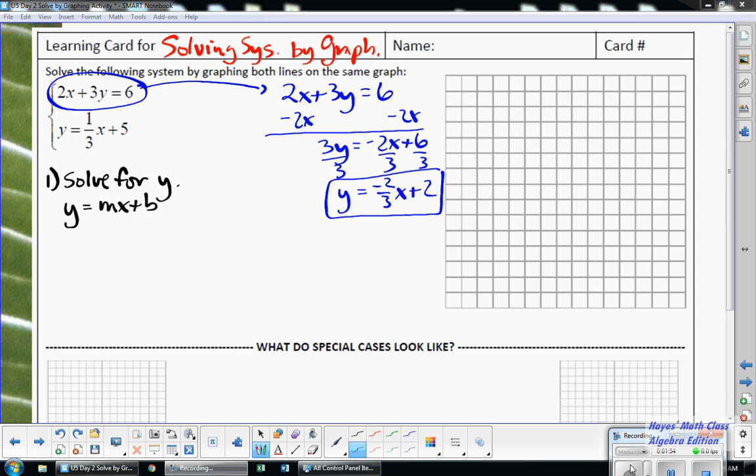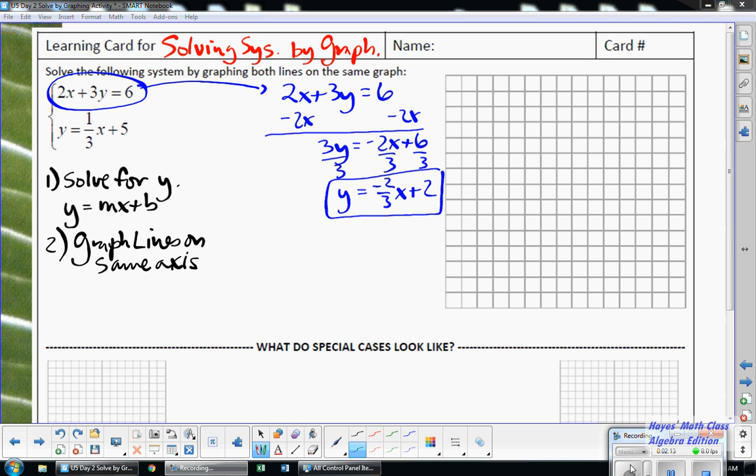Step 2 is we're going to graph these beautiful lines. So graph lines on same axis. If you graph them on separate axes, that's no good. Remember, you can always pause, rewind, etc.